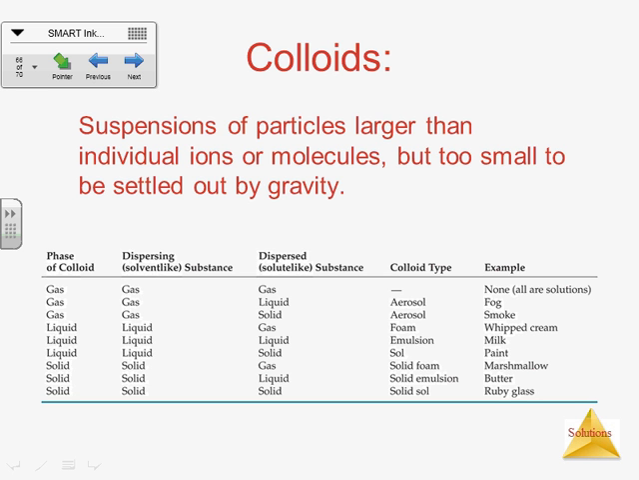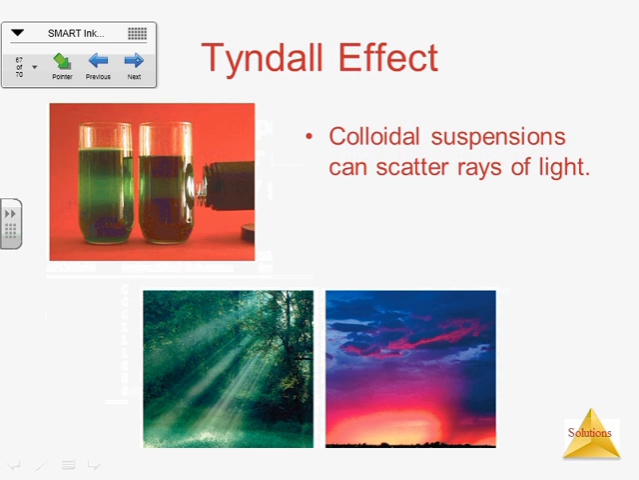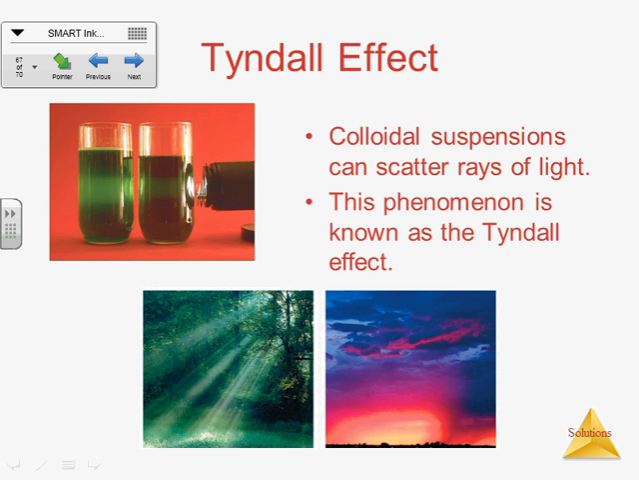They are usually dispersed evenly. So colloidal suspensions scatter rays of light. I don't know if you can tell this or not. This solution on the right is not really scattering light. You can't see the light going through it. But the one on the left, you can actually see the beam of light. If you can see the beam of light, that means it's being scattered by the particles in it, so that would be a colloid.